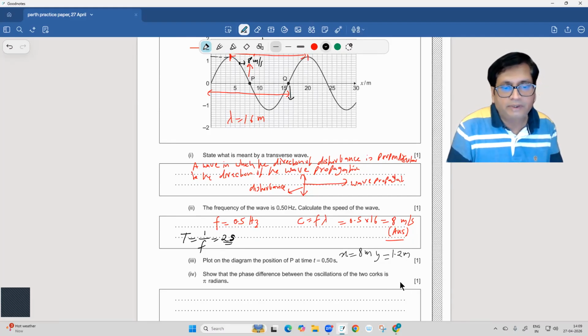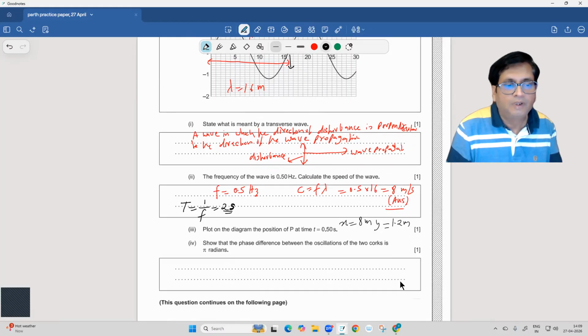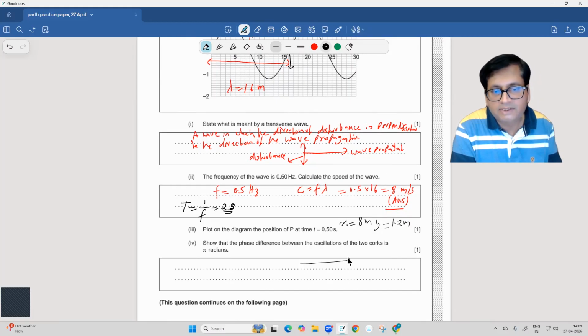So you can plot it. You can plot like this. You can say x and y, and you can say point P. This is 8 and this is 1.2.